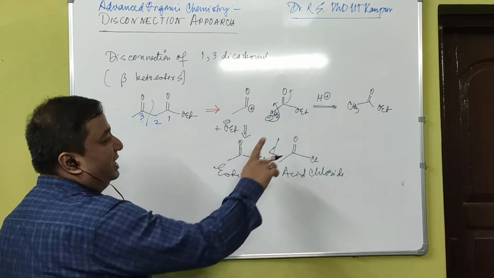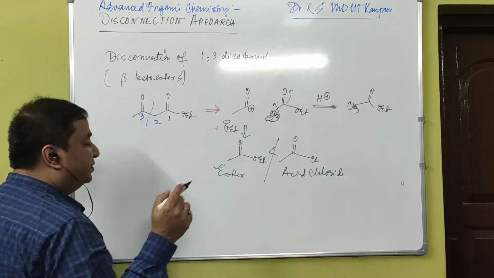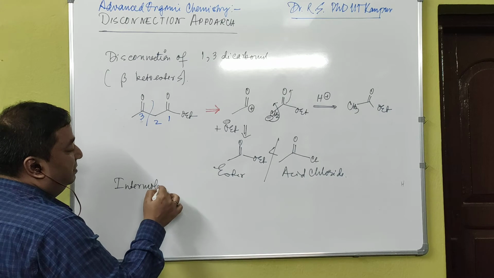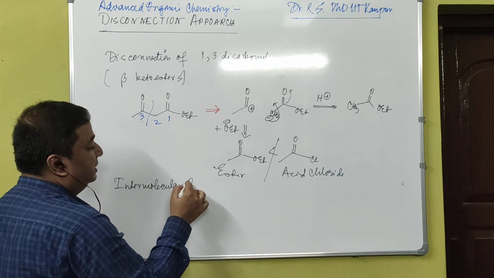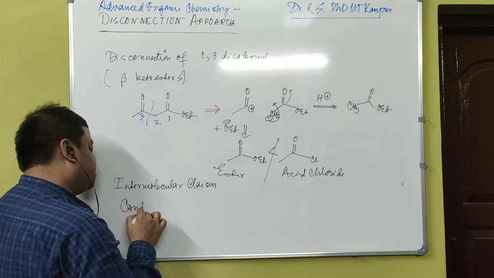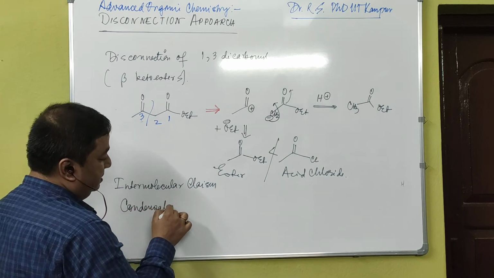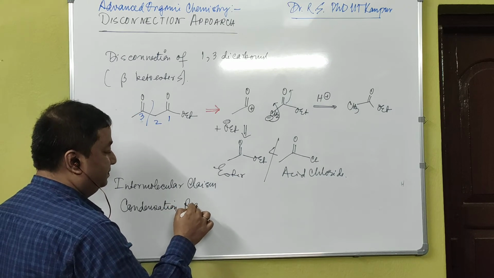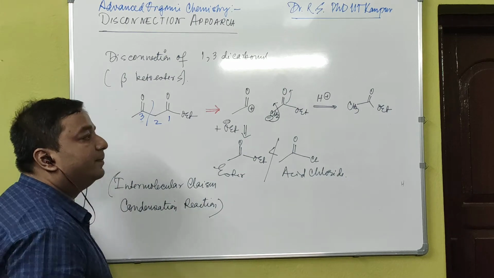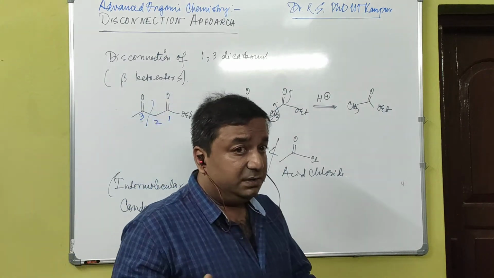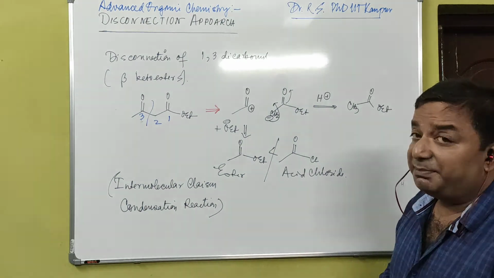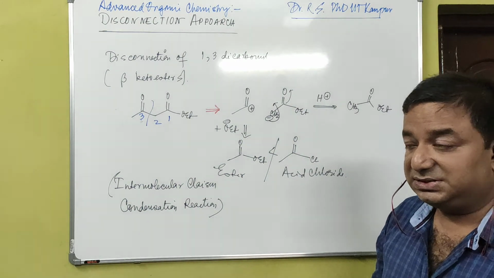So obviously, now if you want to go back to this molecule, what you will think is intermolecular Claisen condensation reaction. That is when you have a long chain. All right. Can I apply it to cyclic beta ketoesters? Let's see.